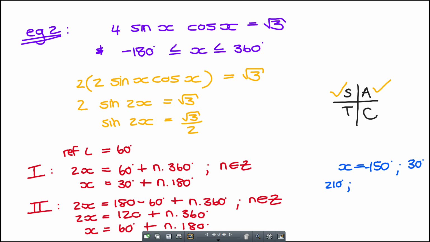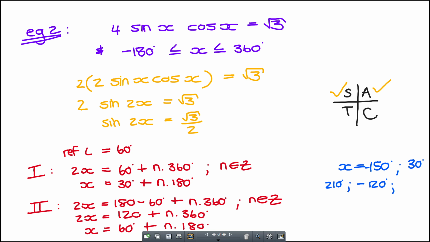Now we're going to look at this one. Okay, so let's substitute in the n values there. If I substitute in n is minus 2, then I get minus 300. That's way out of my restriction. If I substitute in minus 1, I get minus 120. That's within the restriction. So minus 120.